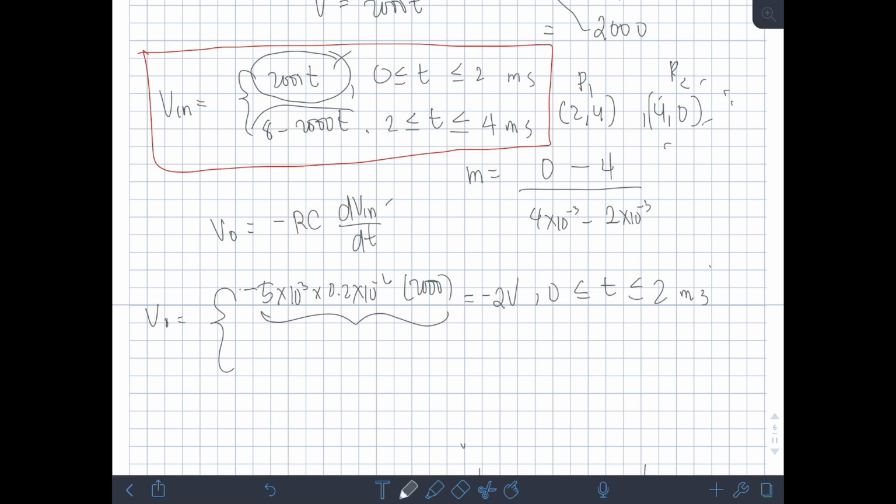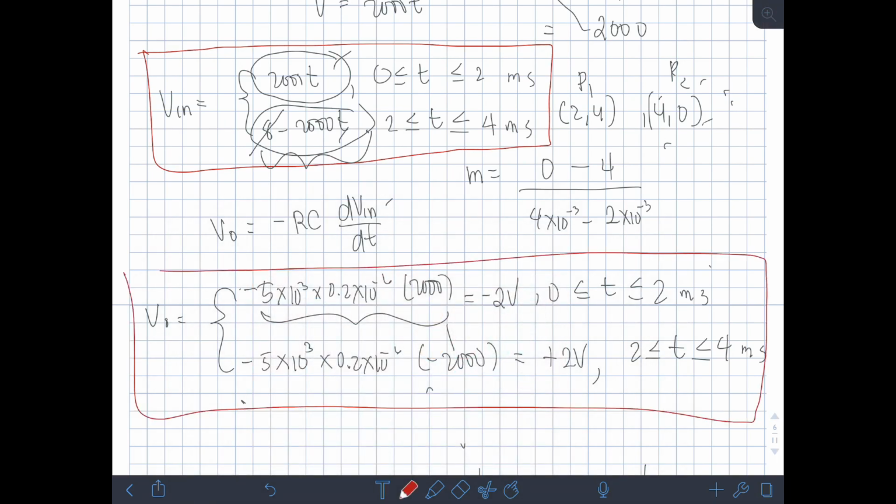Next, doon naman tayo sa second sub-interval, 8 minus 2,000T. So, ganun pa rin, negative RC, which is negative 5 times 10 raised to the third times C is 0.2 times 10 raised to the negative 6. This time, derivative nitong 8 minus 2,000T. So, parang 0 naman derivative nito, tapos derivative ng negative 2,000T, negative 2,000. So, para 0 minus 2,000 or times negative 2,000. So, therefore, negative lang nito, which is equal din sa positive 2 volts na. Okay? Kasi negative times negative is positive. This time, yung interval ay 2 is less than or equal to T is less than or equal to 4 millisecond. So, therefore, ito na yung magiging output nung differentiator natin.